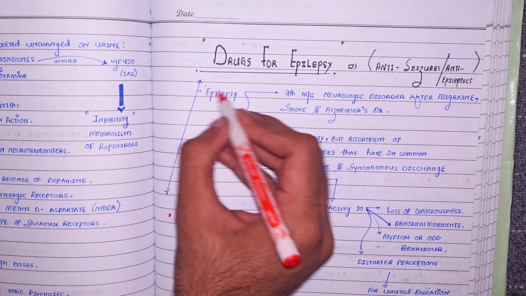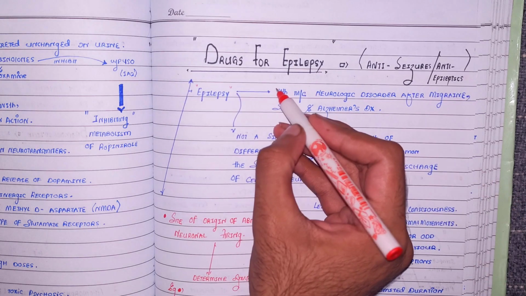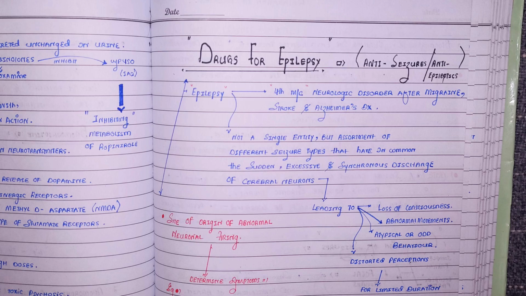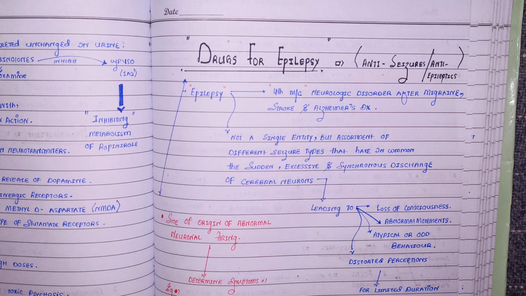What is epilepsy? We'll go to the definition first, but what about the incidence? It is the fourth most common neurologic disorder after migraines, stroke, and Alzheimer's disease. We study migraines, stroke, and Alzheimer's disease in neurology within medicine; those are top notch. But at number 4, the most common neurologic disorder is epilepsy. But by the mercy of Almighty, epilepsy is no longer an incurable disease. Epilepsy has its treatment.